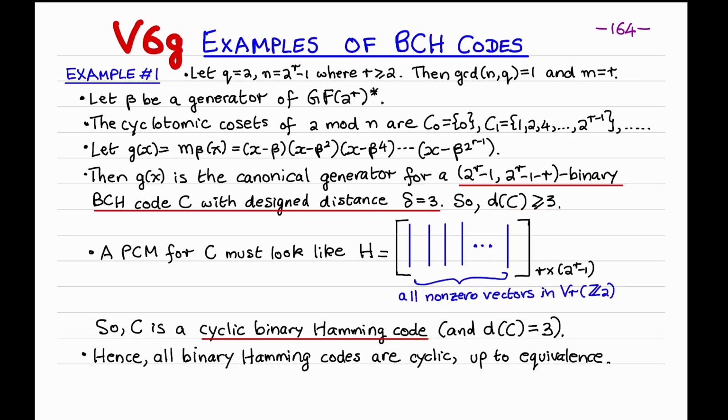Now, a PCM for C must be an r by 2 to the r minus 1 binary matrix H, whose columns are non-zero and distinct, since the distance of C is at least 3. Since there are exactly 2 to the r minus 1 non-zero binary vectors of length r, each must appear exactly once as a column of H. So we recognize that C is a binary Hamming code of order r, with distance exactly 3. Since C is a BCH code, it's also a cyclic code. It follows that all binary Hamming codes are cyclic up to equivalence.